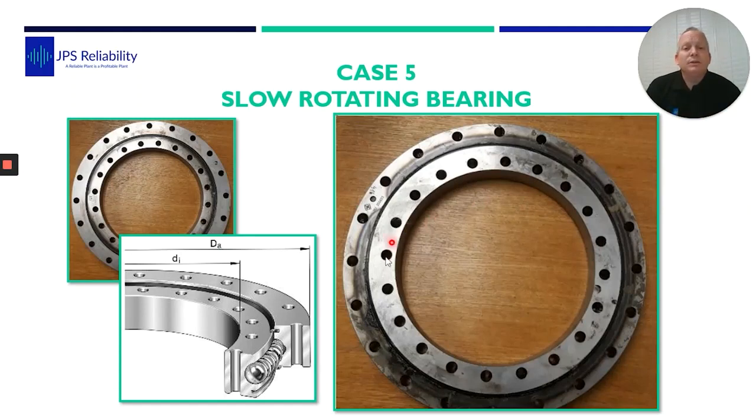This is a 4-point contact bearing, so you can have the outer and inner race rotate. These marks here are actually part of the manufacturing process. It wasn't damage from the bearing. In this particular case, we have the slurry pot in the middle, and the outer race is stationary and the inner race rotates.